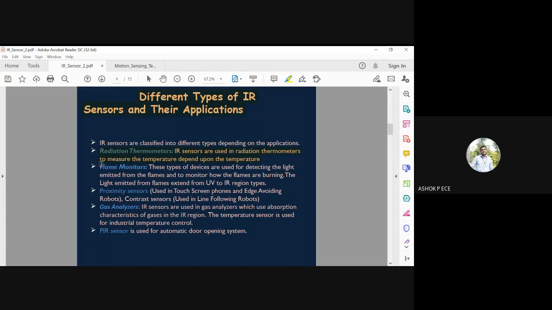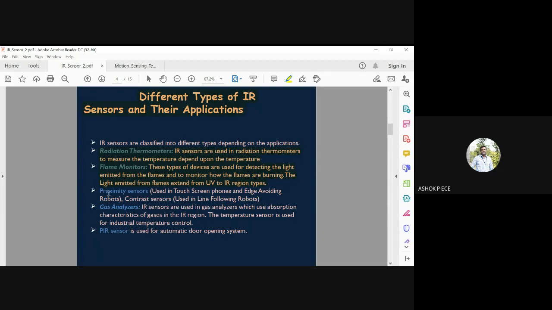The second one is the flame monitor. These devices are used for detecting the light emitted from flames and to monitor how the flames are burning. The light emitted from flames varies from UV to IR region. When fire happens and a thick flame engulfs a particular area, you can detect that using an infrared flame monitoring system.